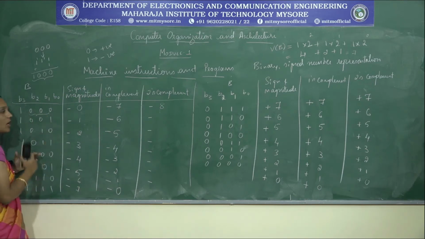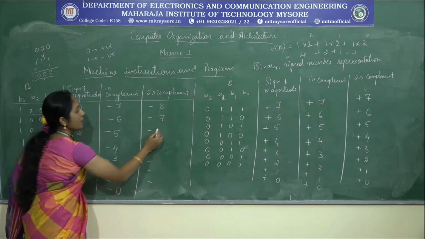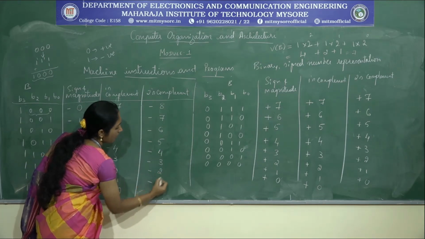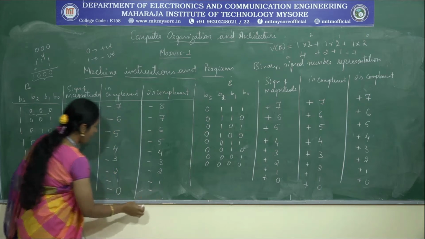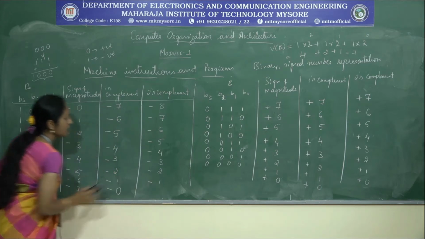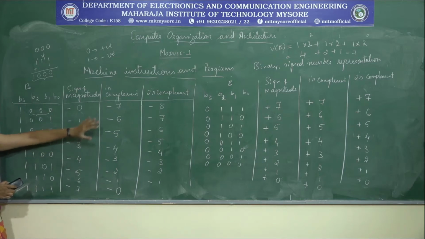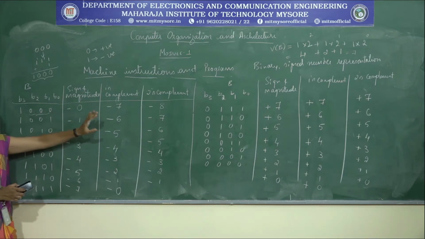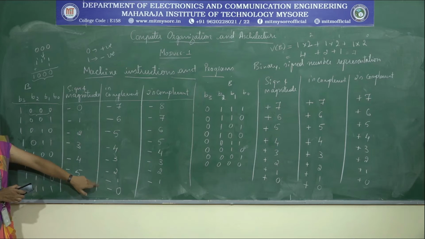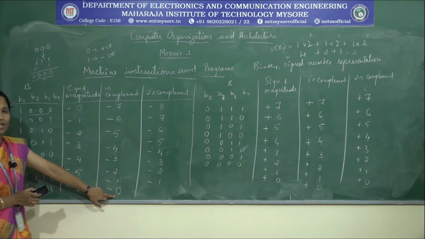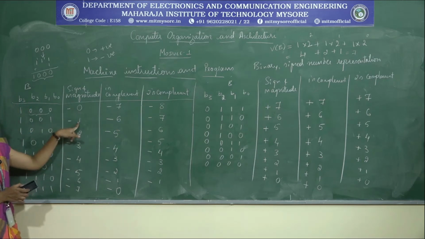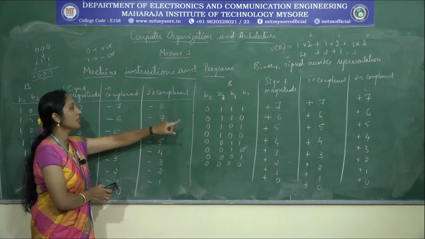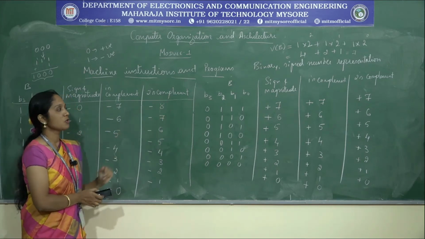Similarly, if you find the equivalent for the rest of the binary strings, we have minus 7, minus 6, minus 5, minus 4, minus 3, minus 2, and lastly minus 1. Okay, so this is the 2's complement form of representation. If you observe, there is a change in the negative number representation. One more important point to note here is we have plus 0 and minus 0 in sign and magnitude and 1's complement form. Whereas in 2's complement we have only plus 0, and instead of minus 0 we have minus 8.